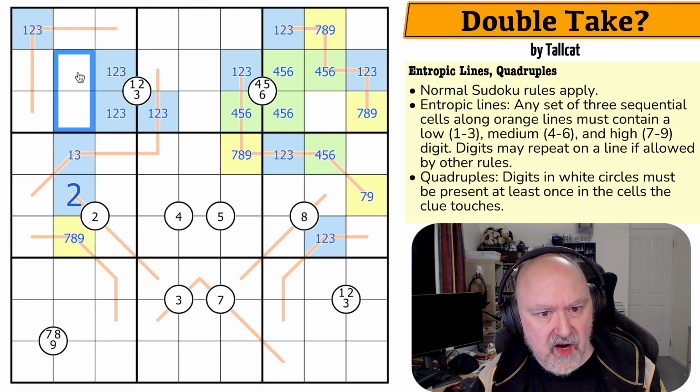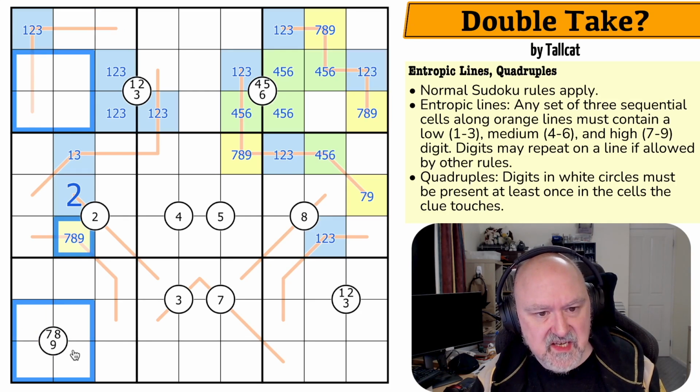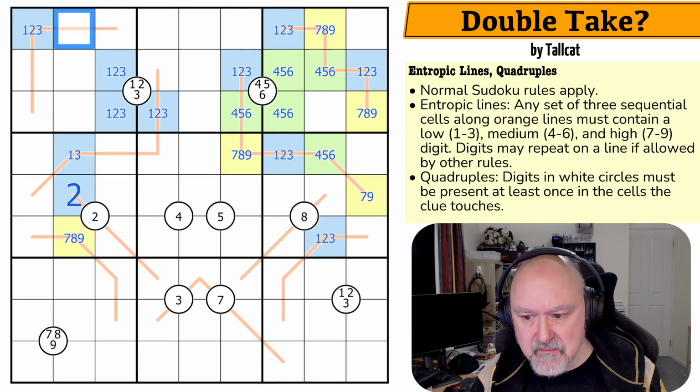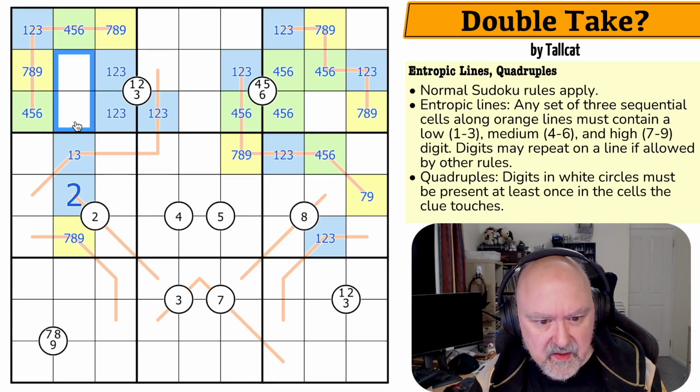So there must be a high digit in here. So there's one high digit in here because this must be a high and a medium, the high and the medium that aren't included on those. So there's a high here, 1, 2, 3, 4, 5, 6. So that must be medium. This must be high, this must be high, and this must be medium. This is really tricky.